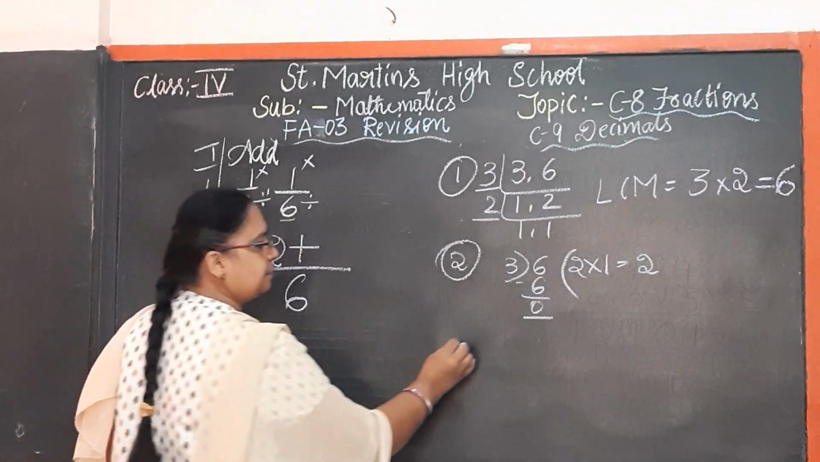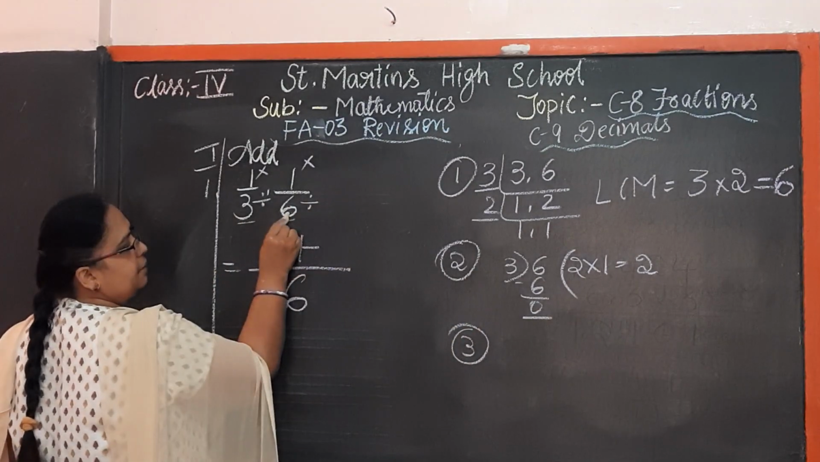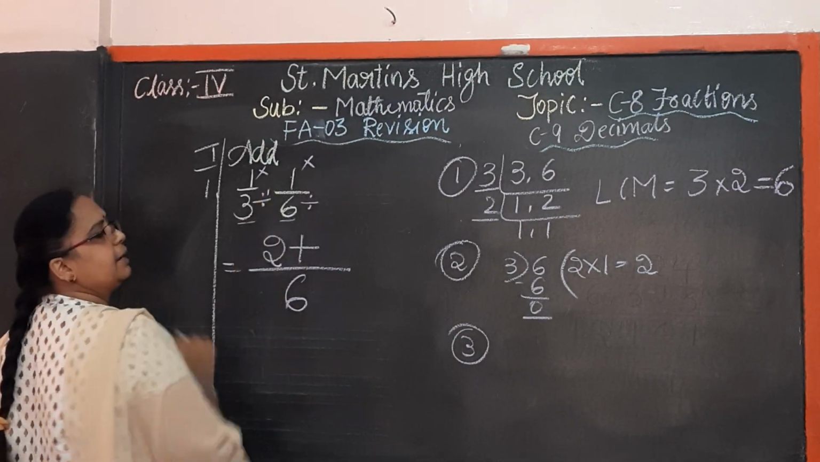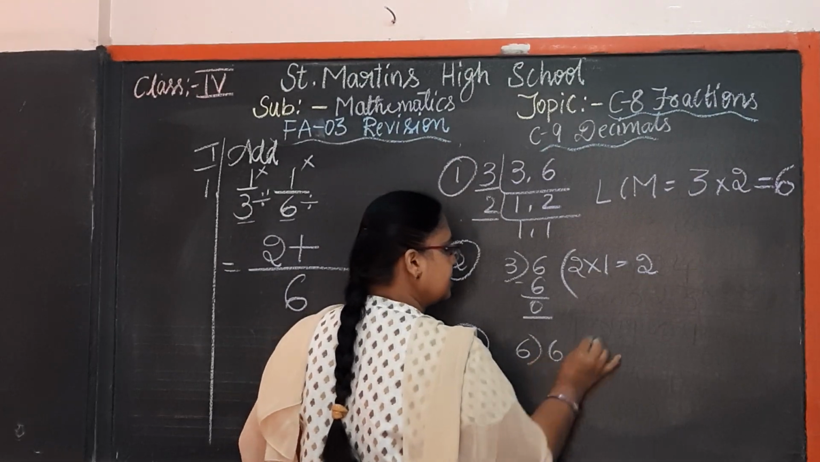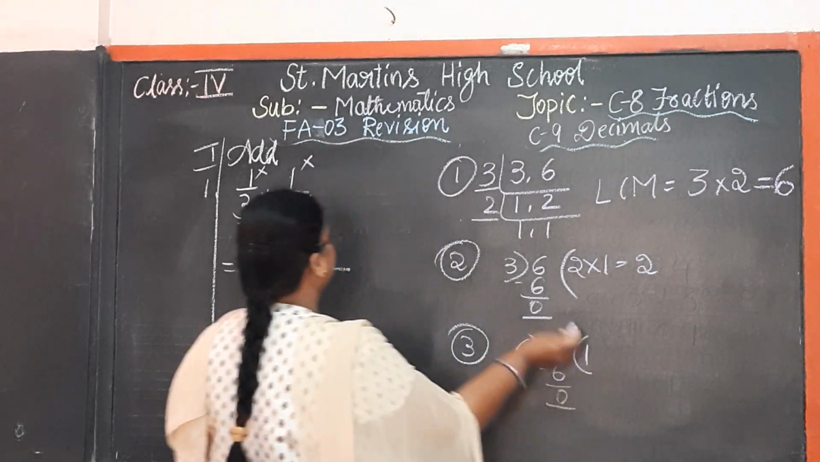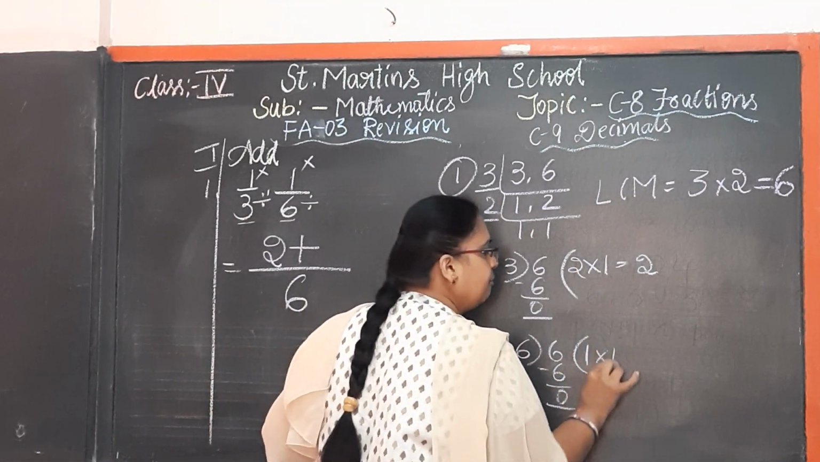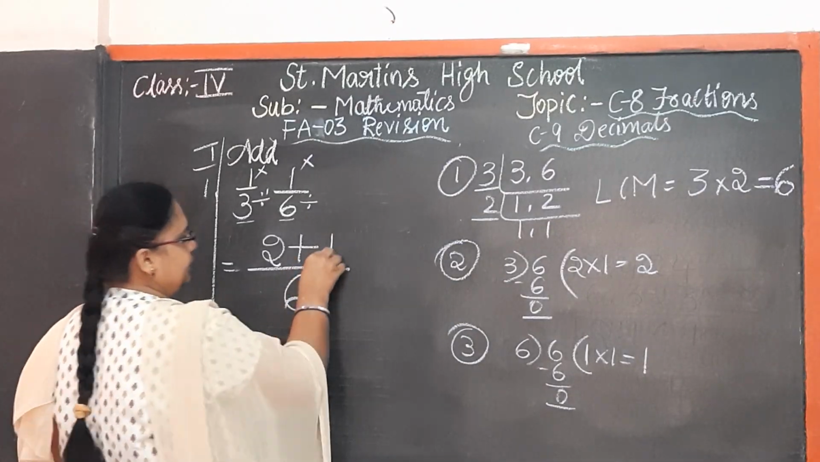Next, the third step. What is the third step? Here that LCM number should be divided by 6 and the answer, what do we get? That should be multiplied by 1. Yes, let us divide 6 by 6. That is 6 ones are 6. We got the answer as 1. And the numerator, what do we have? We have 1 here. It should be multiplied by 1. 1 ones are 1. The answer is 1.